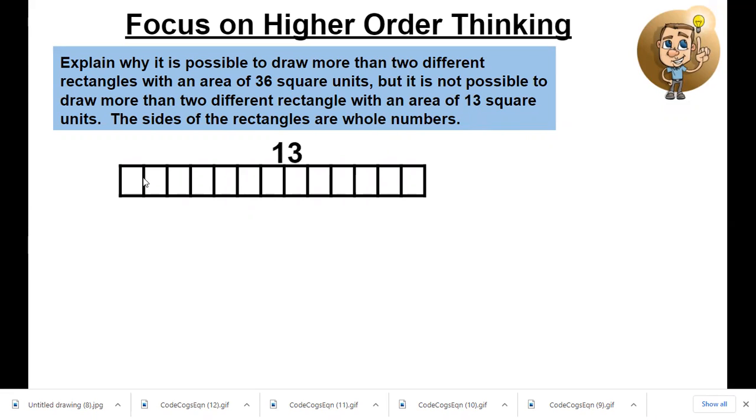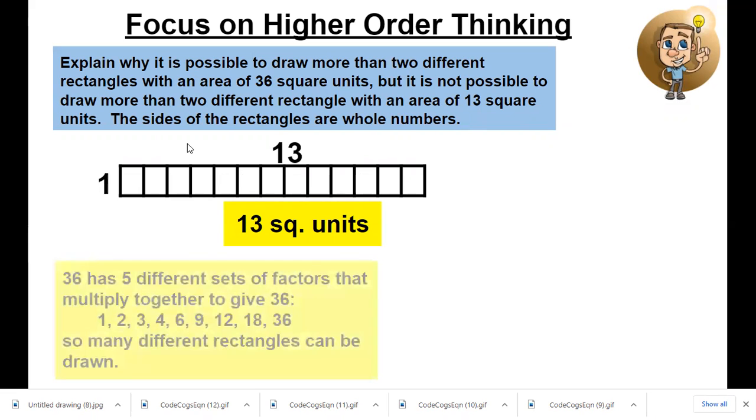So this one's got 13 going across. 1, 2, 3, 4, 5, 6, 7, 8, 9, 10, 11, 12, 13. And only 1 going up and down because 13 times 1 is 13 square units. And I don't know if I fixed the bottom, but let's see.